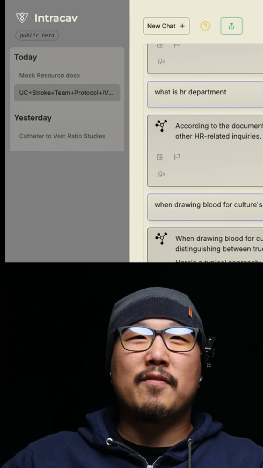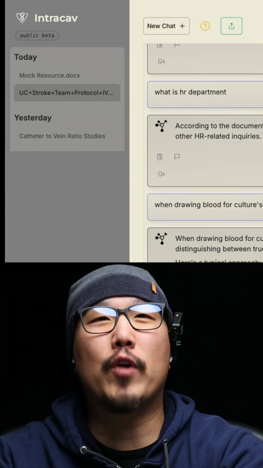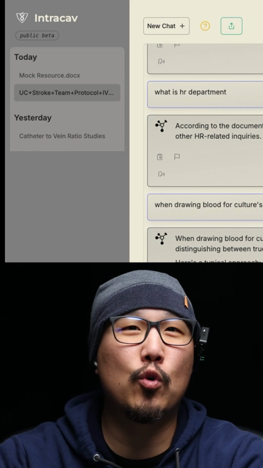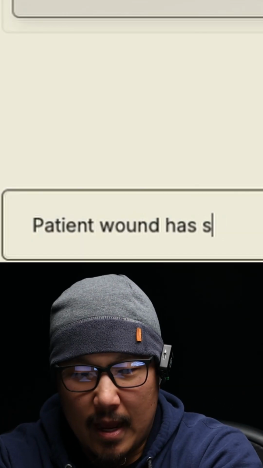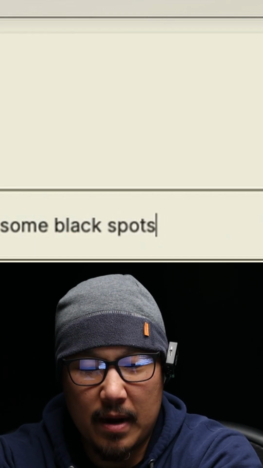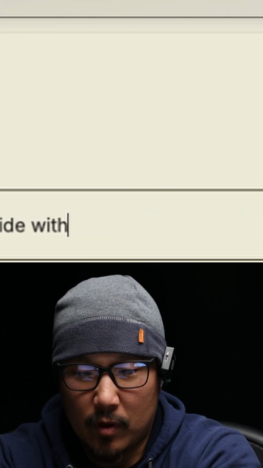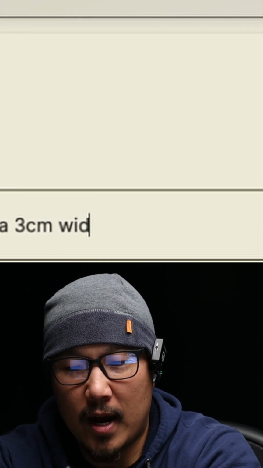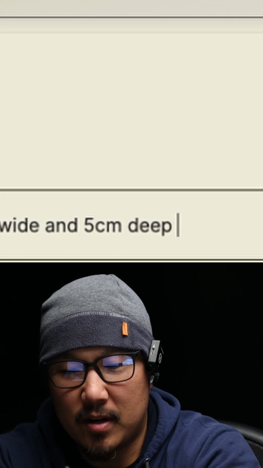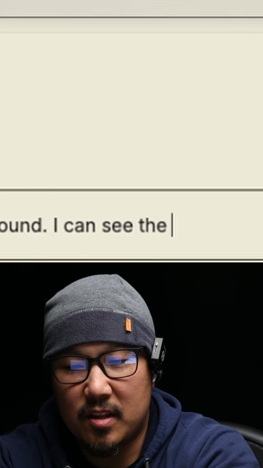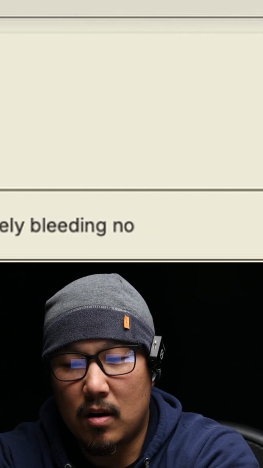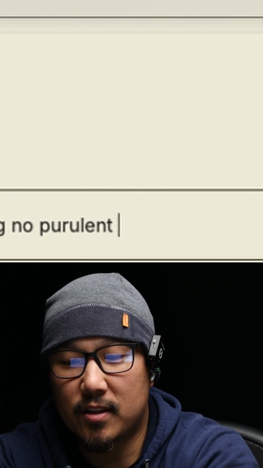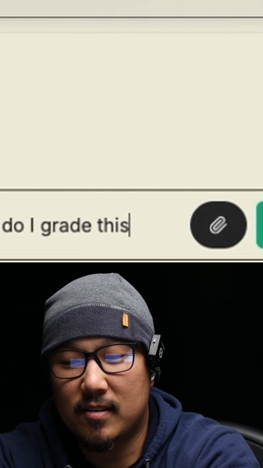So one of the difficult things that I have is grading burns, grading wounds. How do I know what degree this wound is? Patient wound has some black spots on the inside with a 3 centimeter wide and 5 centimeter deep wound. I can see the bone. It is not actively bleeding. No purulent drainage. How do I grade this?